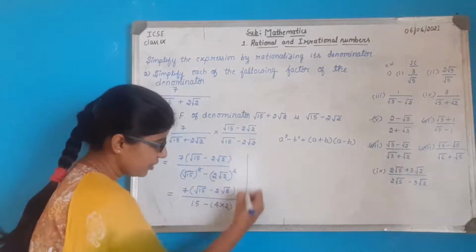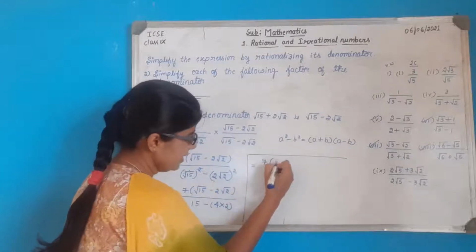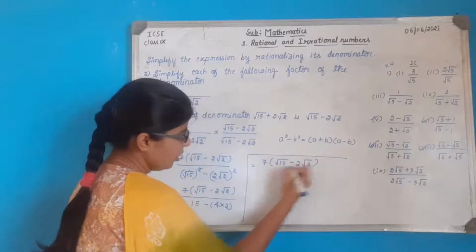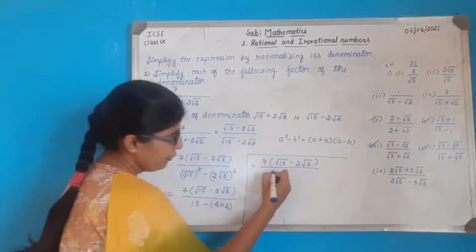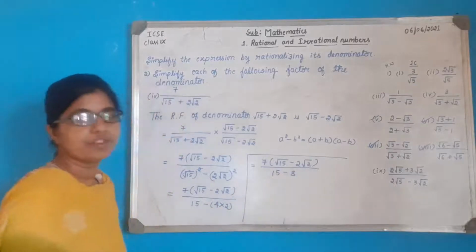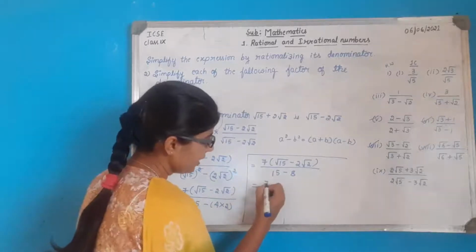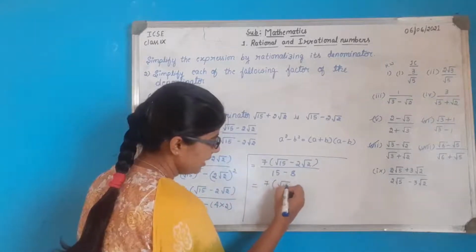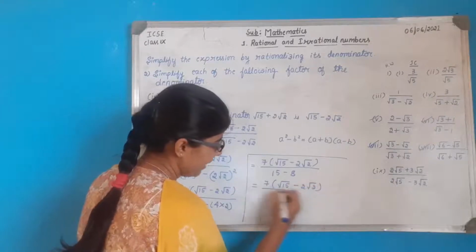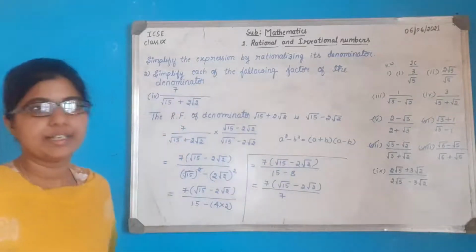Then next step. The numerator stays as it is: 7 into root 15 minus 2 root 2 whole, divided by 15 minus 4 2s are 8, that is 15 minus 8. Now the next step, numerator as it is. 7 into root 15 minus 2 root 2 divided by 15 minus 8, which is 7.